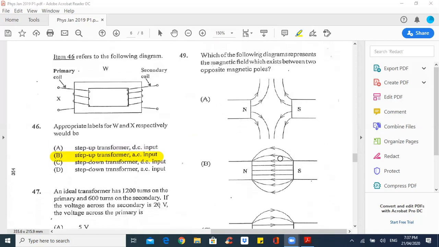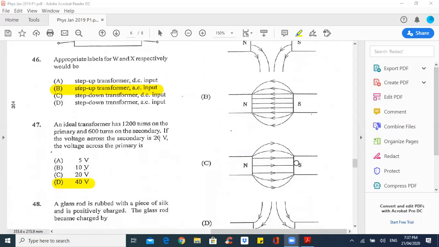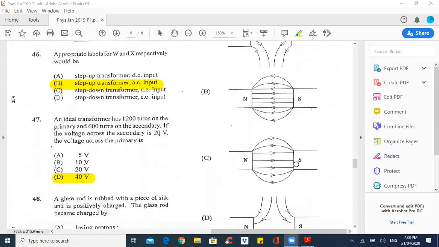And question number 49, which of the following diagrams represents a magnetic field which exists between two opposite magnetic poles? You always go from north to south, so your answer should be C. Your magnetic fields go from north to south because they attract each other.